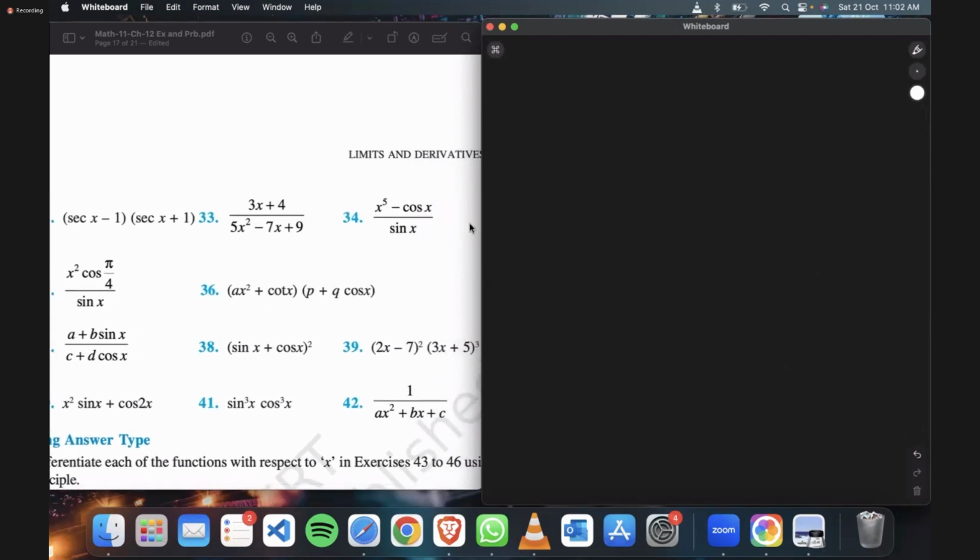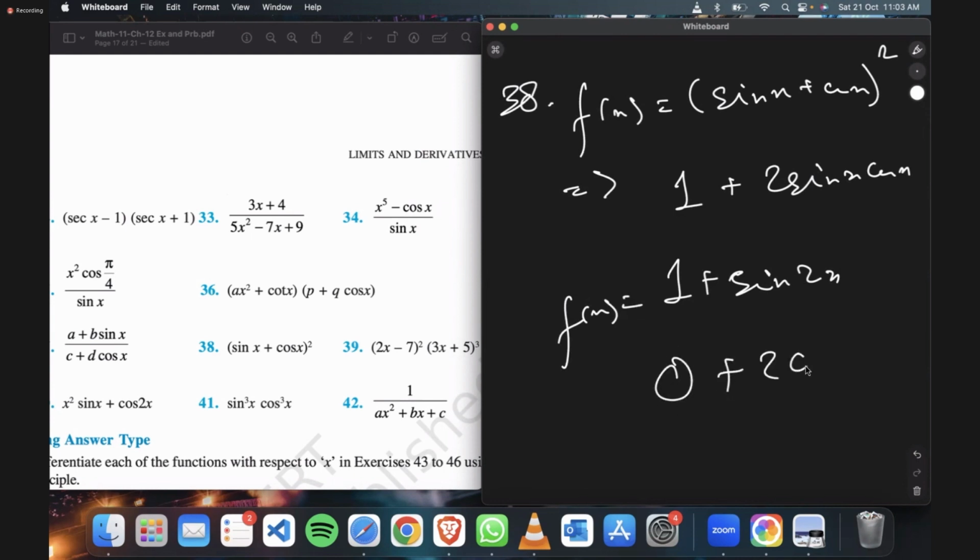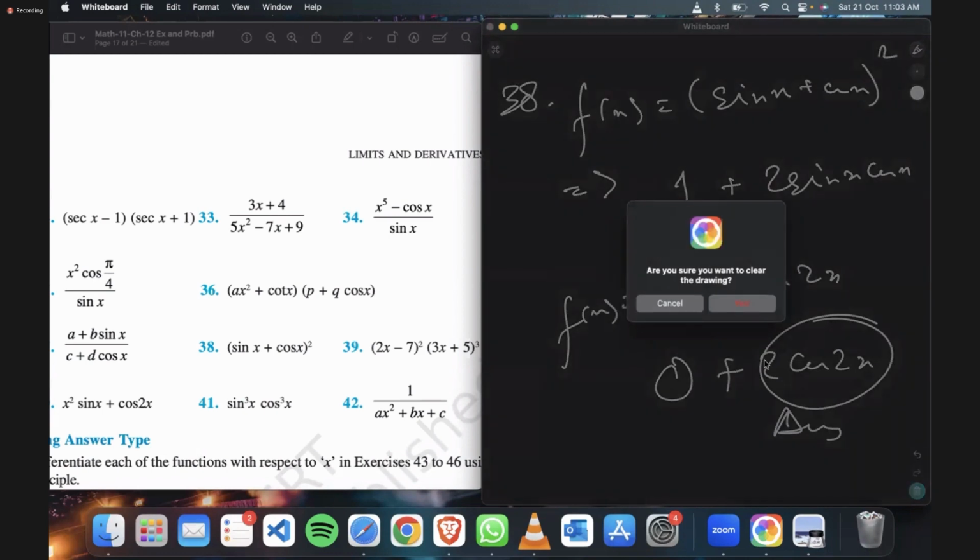Next up is 38. Best approach for 38 is, I'll say, square up the whole thing. Place a square, right? So sin square x plus cos square x will return a 1, plus 2 sin x cos x, nothing but sin 2x, right? Sin of 2x. So this is your most simplified version. You'll be differentiating this. You'll be getting a 2 cos 2x. Here's your answer. Yeah. So let's move on further.